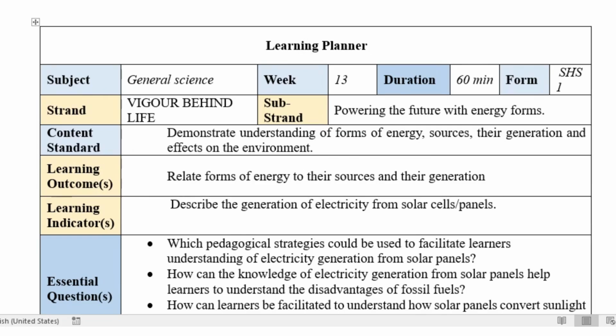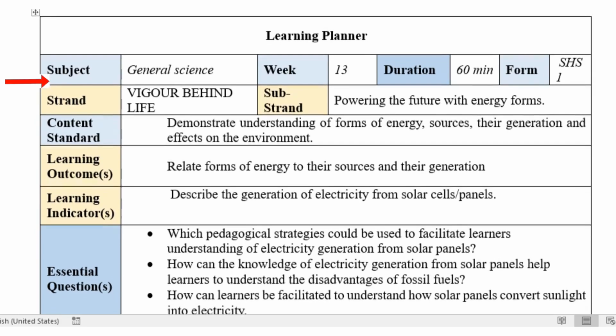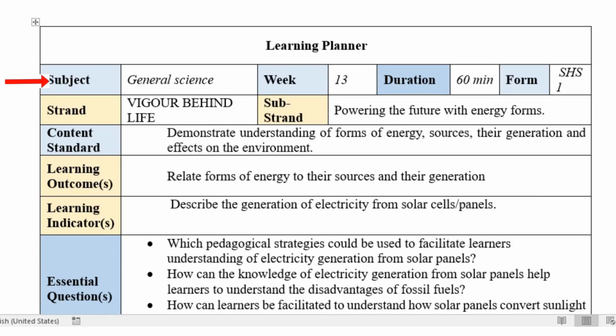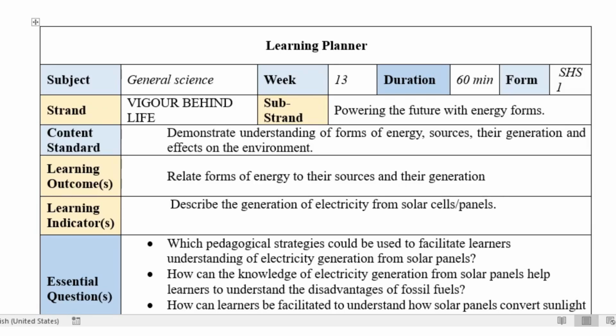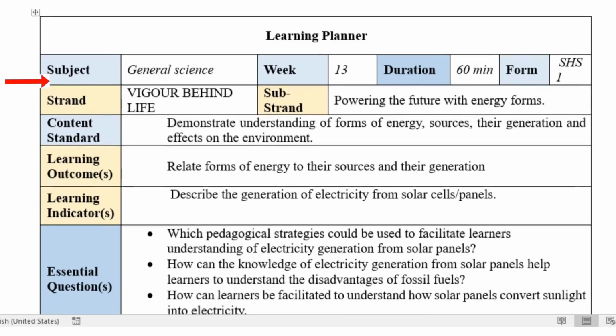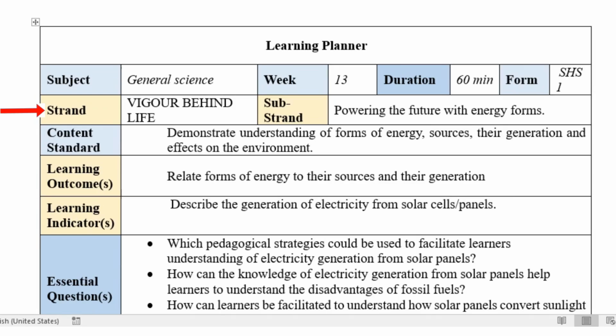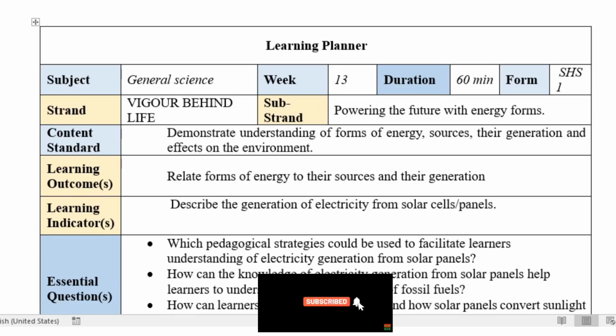The subject row comprises the subject, that is, the subject you teach, the week, that is, the particular week of the semester you are teaching, then the duration of your period, this is the time you use to teach. Then the form class that you are teaching, for example SHS 1, 2, or 3. Now, let's look at the strand. The strand used to be called the topic, and the substrand was formerly called the subtopic.